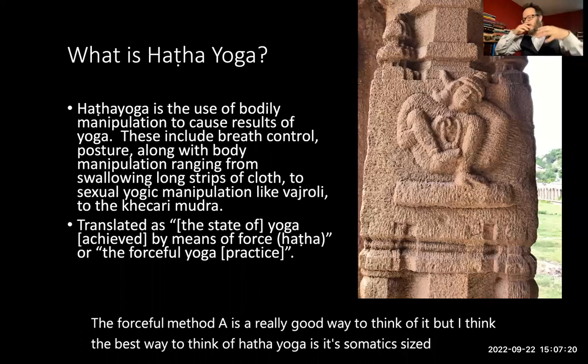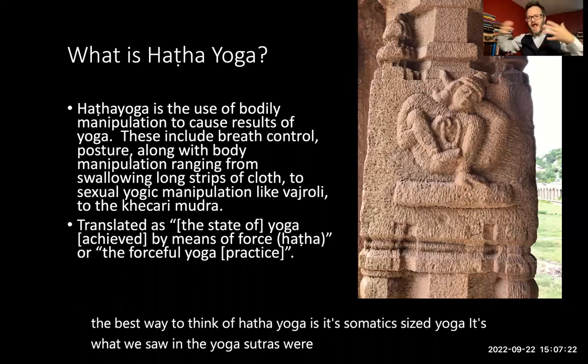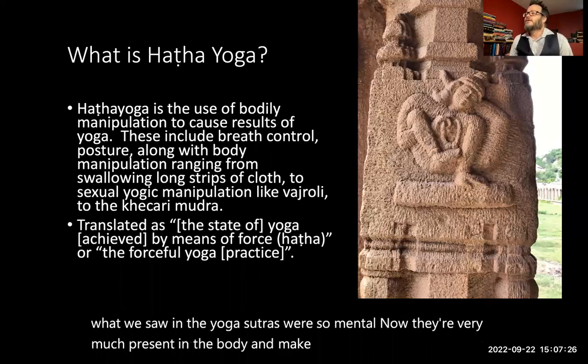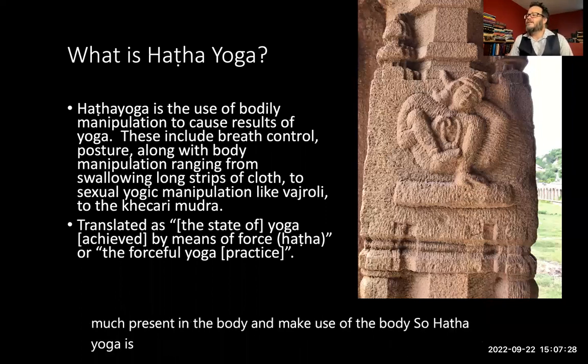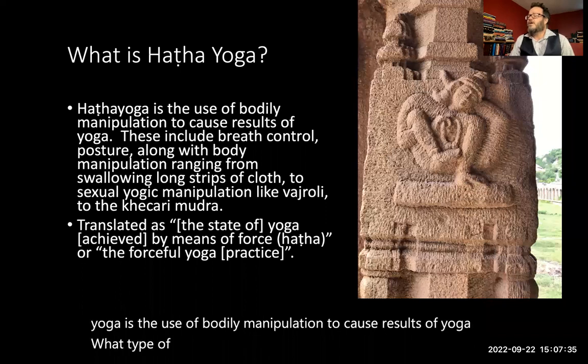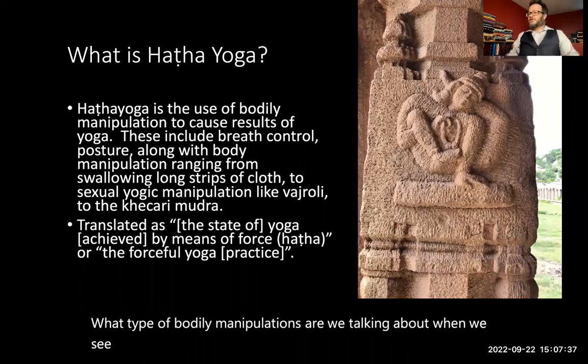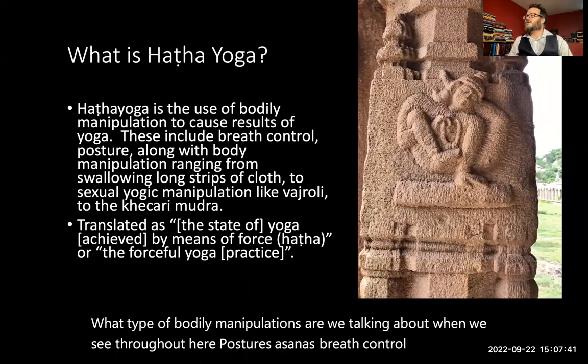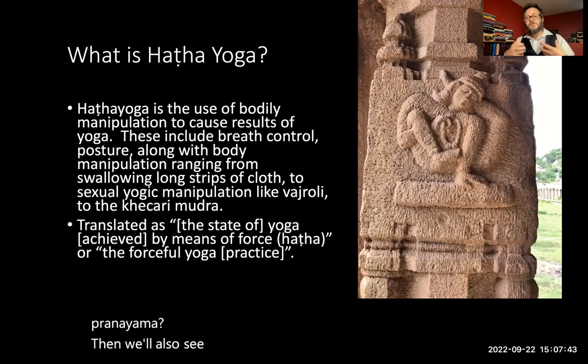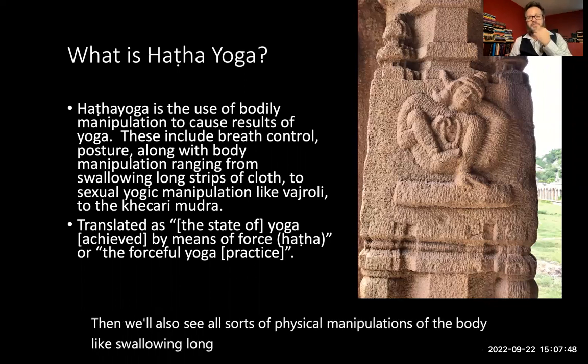What we saw in the Yoga Sutras was so mental. Now the practices are very much present in the body and make use of the body. So Hatha Yoga is the use of bodily manipulation to cause results of yoga. What type of bodily manipulations are we talking about? Well, we see throughout postures, asanas, and breath control, pranayama. Then we'll also see all sorts of physical manipulations of the body, like swallowing long strips of cloth that pass through the body and clean the body out.